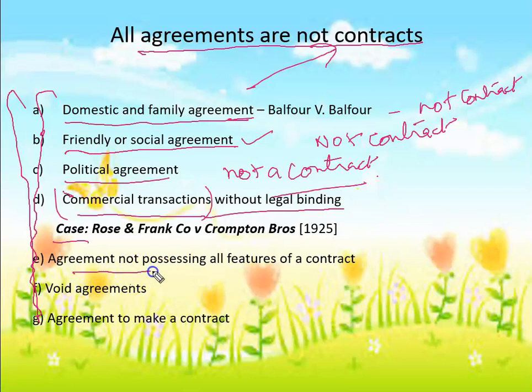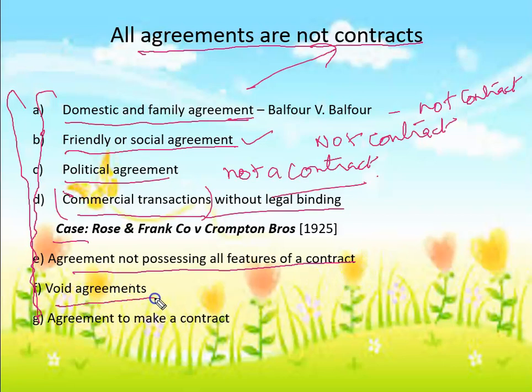Next one is agreement not possessing all features of contract. It is very obvious that if you want to make a contract, we have talked about in the previous video all the 12 features of contract. So if you are making an agreement and it does not contain any of the given features, your agreement will remain as an agreement only. It will not be considered as contract.